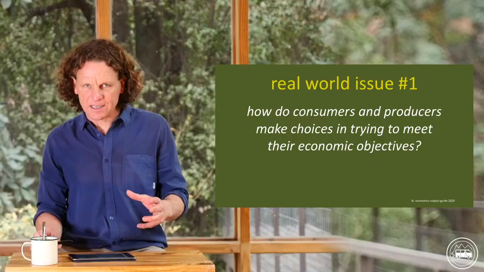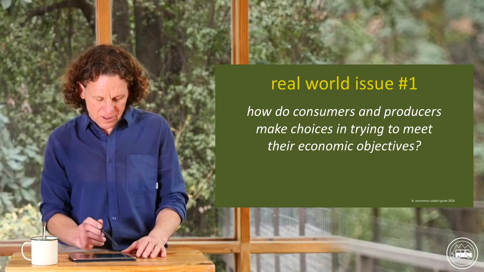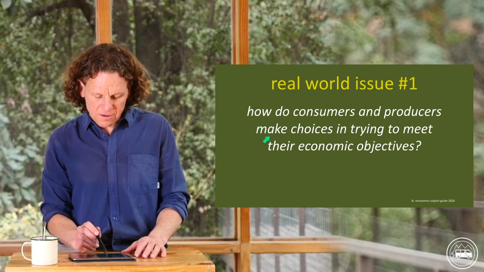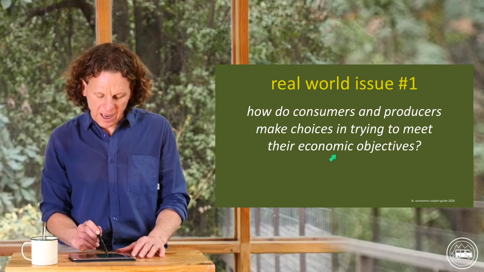All right, as we roll into our studies of microeconomics, we got to go back to one of the 6 real-life issues that the IB asks us to apply to our studies, okay? So we're going to take a look at that first question. You might remember way back when I first presented all of the 6 real-life issues through which we are going to look at IB Economics. This is the first one, okay? So what is the question? The question is, how do consumers and producers make choices in trying to meet their economic objectives?